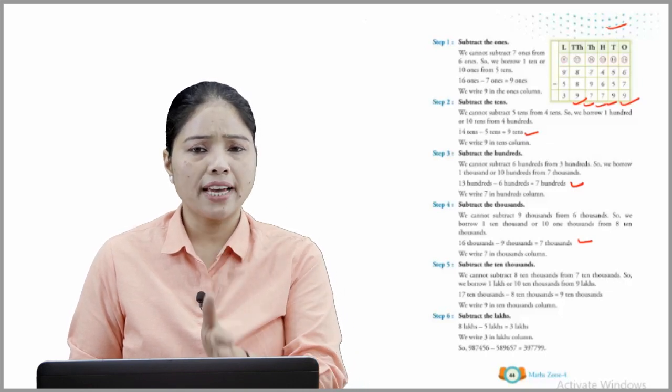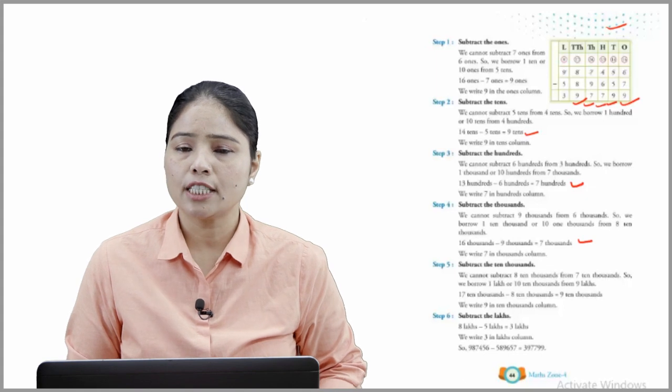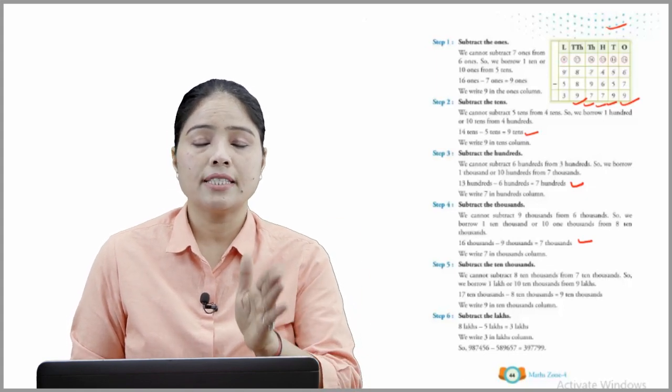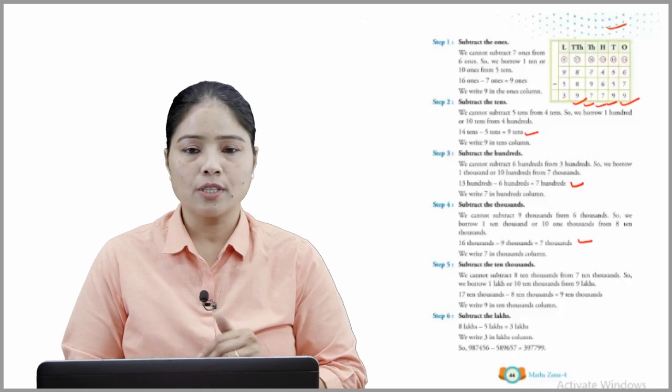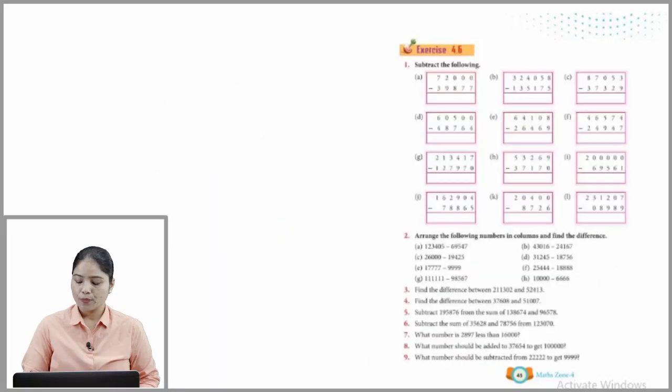987456 minus 589657 is equal to 397799. Okay. I hope you understood the whole steps. Now move on next. Exercise 4.6.